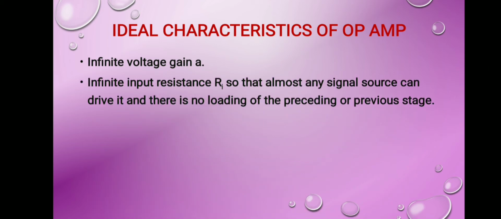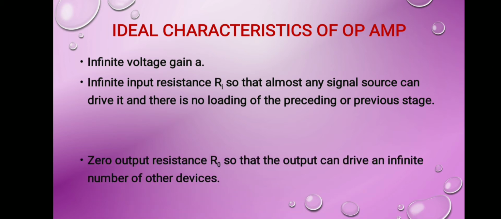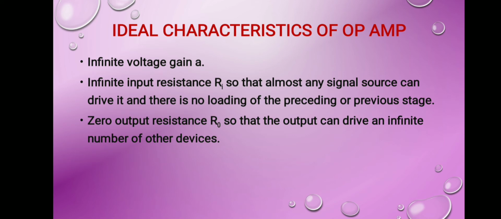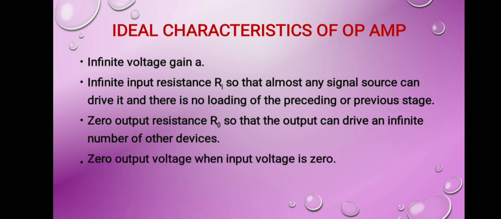Infinite input resistance Ri, so that almost any signal source can drive it and there is no loading of the preceding or the previous stage. Operational amplifier has 0 output resistance, so that the output can drive an infinite number of other devices. There is no loading problem. 0 output voltage when input voltage is 0.